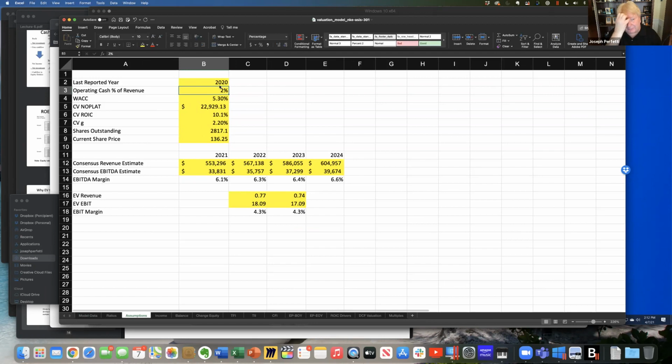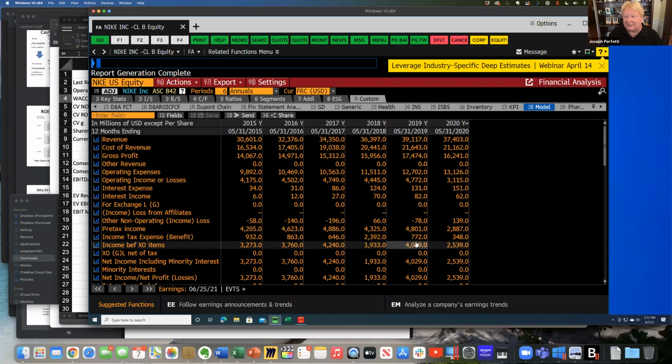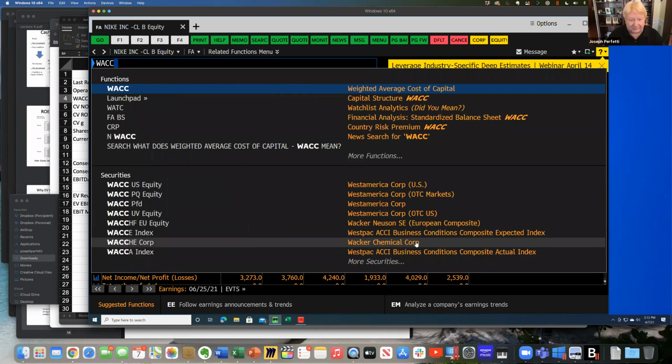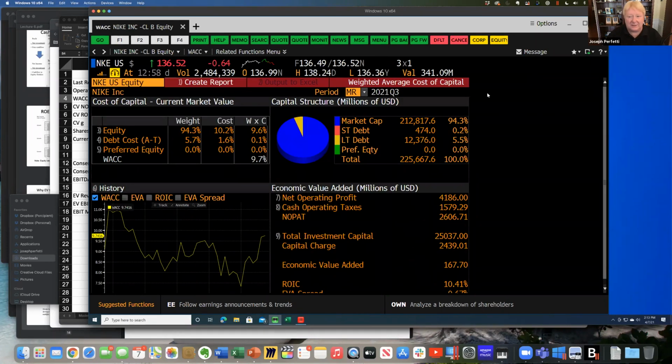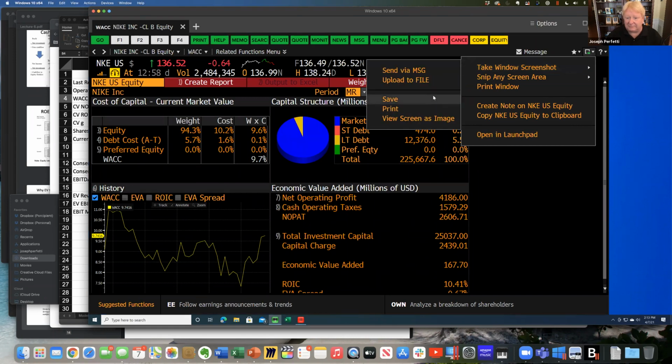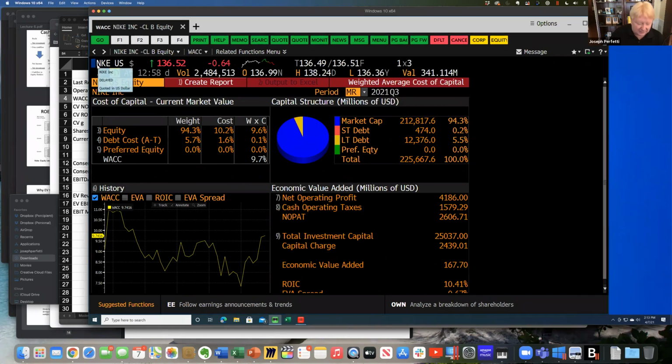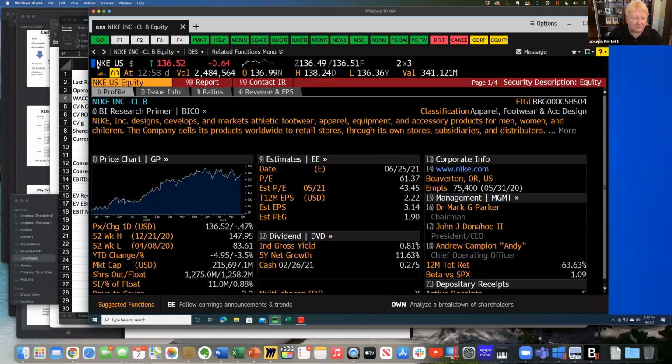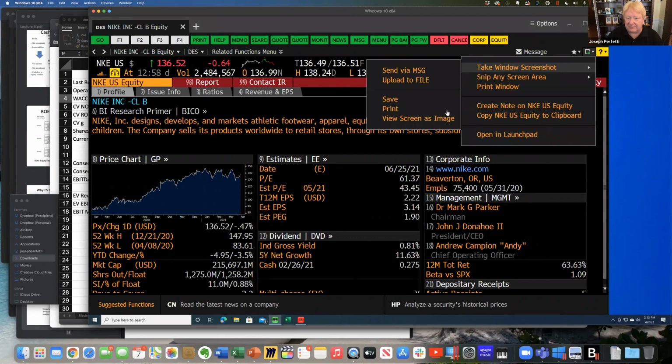Now we're going to leave operating cash as a percentage of revenue the same. And then we're going to need WACC and some other data. So at this point, we're going to go to Bloomberg and we're going to need basically 3 screenshots and an Excel export. And I recommend you doing them about the same time, right? So the first screenshot we'll need is a WACC. We'll go to WACC for Nike, take a screenshot, save it. Second one, I've already done this, go to DES because we're going to use this not only for the share price for our valuation as is, but we're also going to get the shares outstanding down here. Take a screenshot, save it.